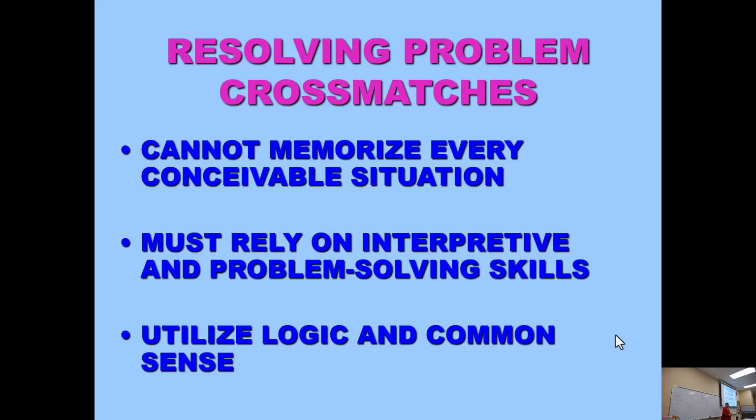So, resolving problem cross-matches: you cannot memorize every possible situation. There's no way to memorize it. This is case by case. You must rely on your interpretive and problem-solving skills. You must be able to think, what next? If this, then this. I could draw this out, but there are like 6 million other arrows I could make of things that could happen, right? You have to use your logic and your common sense. Remember lecture 1? Every step along the way, does this make sense? Does this make sense? Every step along the way. If something doesn't make sense, fix it before you move on. Resolve it. Find out why it doesn't make sense.